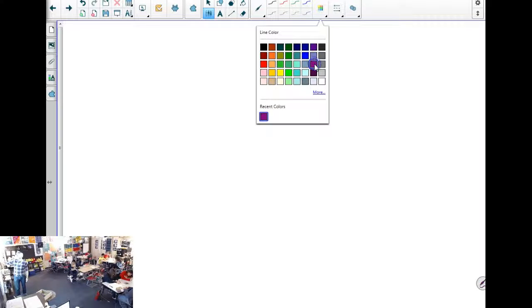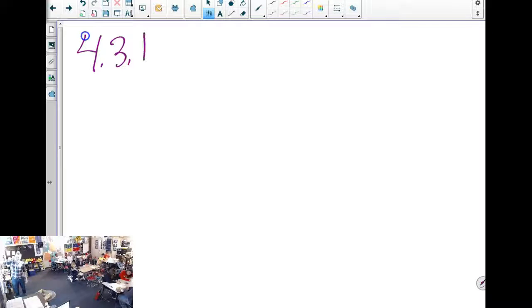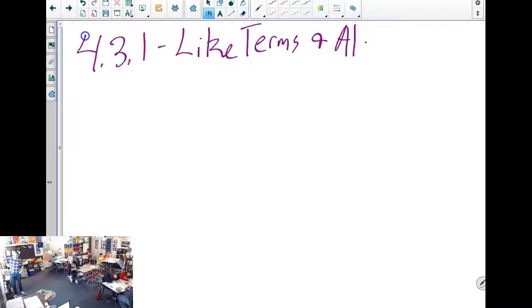Let's just name it like terms and algebra tiles, because I want you to have on there that this is where we're really going to start digging into algebra tiles a bit more, understanding what we're doing with them. So let's do 4, 3, 1, like terms and algebra.